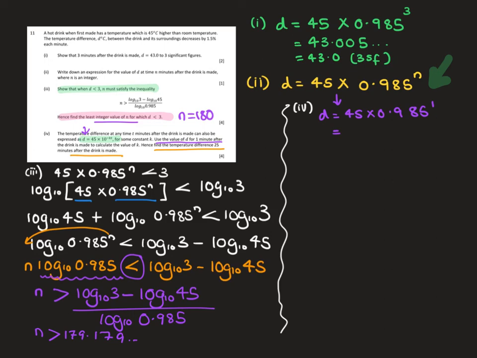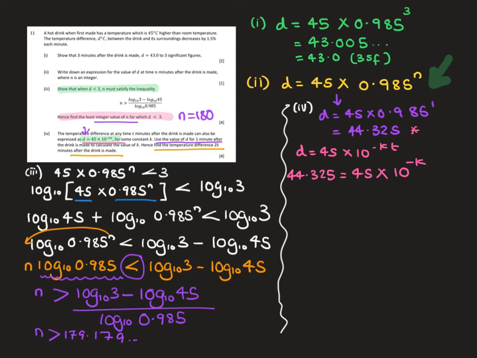Now, what does that work out to be? That works out to be 44.325. We're now going to use the new formula. Now, the new formula is d equals 45 times 10 to the negative kt. And we've been asked to use this value here. So 44.325 is equal to 45 multiplied by 10 to the power of negative kt. But remember, t is 1, so negative k. So we're now using the second formula, and we're inputting information that we found from the first formula.